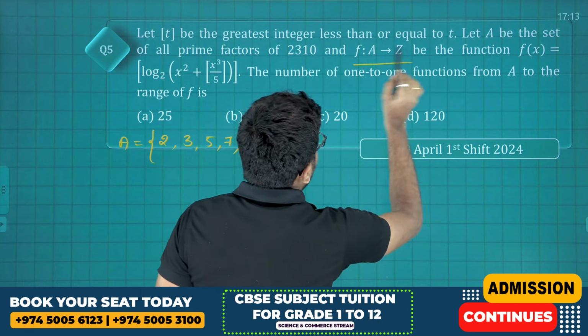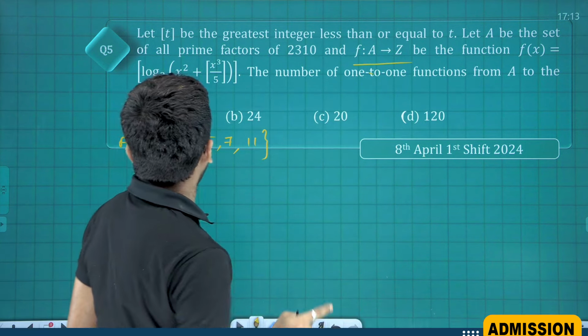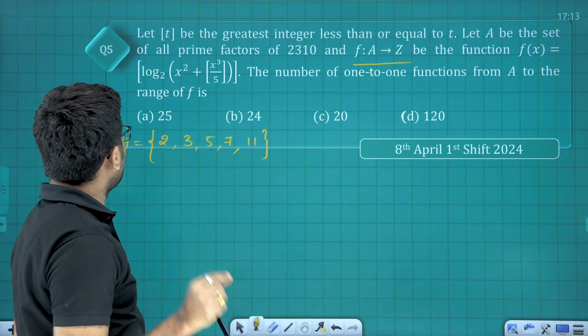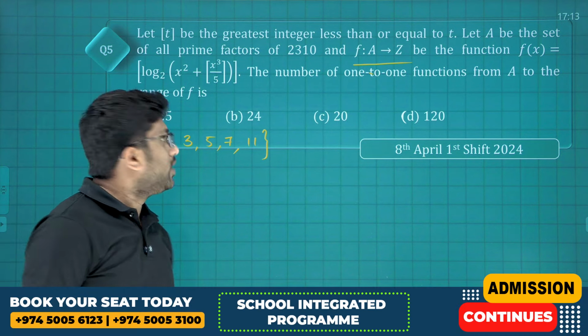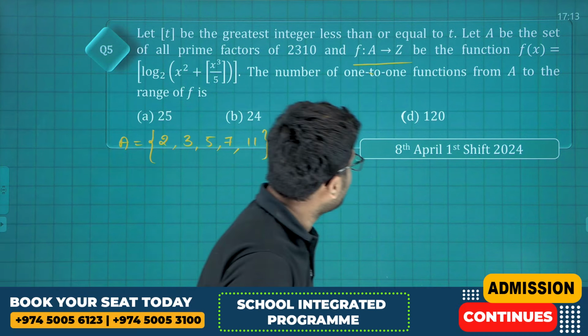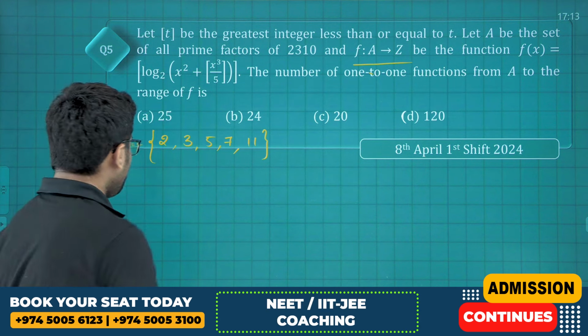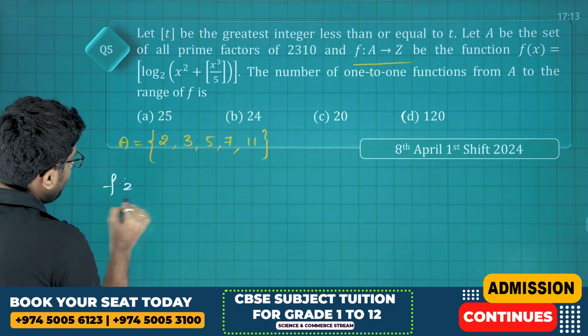We have a function f mapping from A to Z only, where f of x is equal to step of log x square plus step of x cube by 5, to the base 2. Then find the number of one-to-one functions mapping from A to the range of f. We have to find the range of f. For that, for each input, first we will find f of 2.